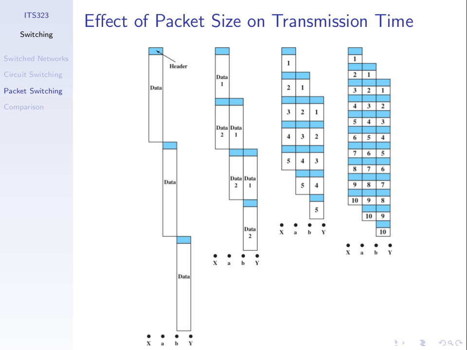Here we have an example. The source is X, with a link to A, a link to B, and then to Y. So that's our path. Our packets are going to go from X to Y via A and B. And this is a simplification of our message sequence diagram.